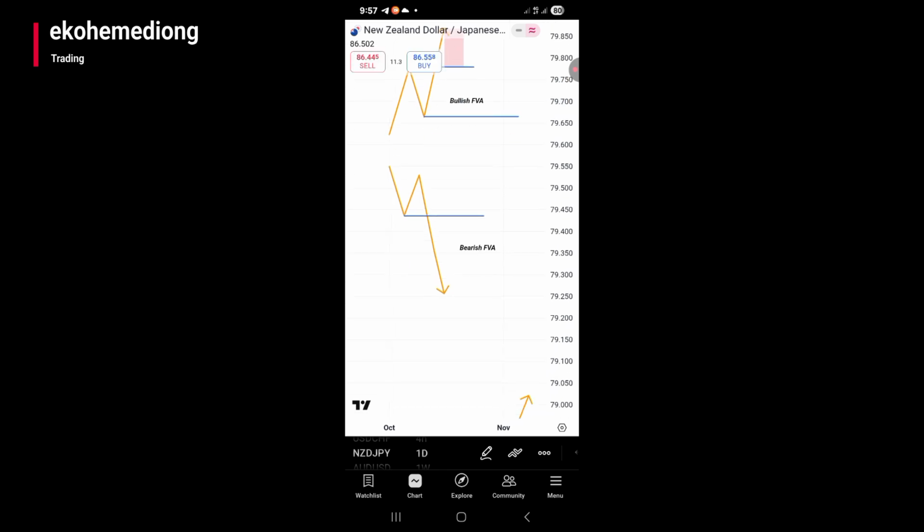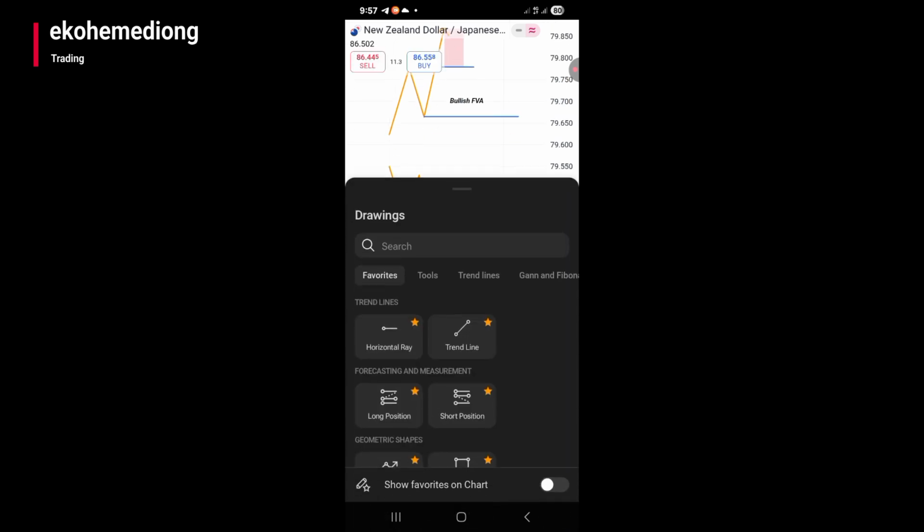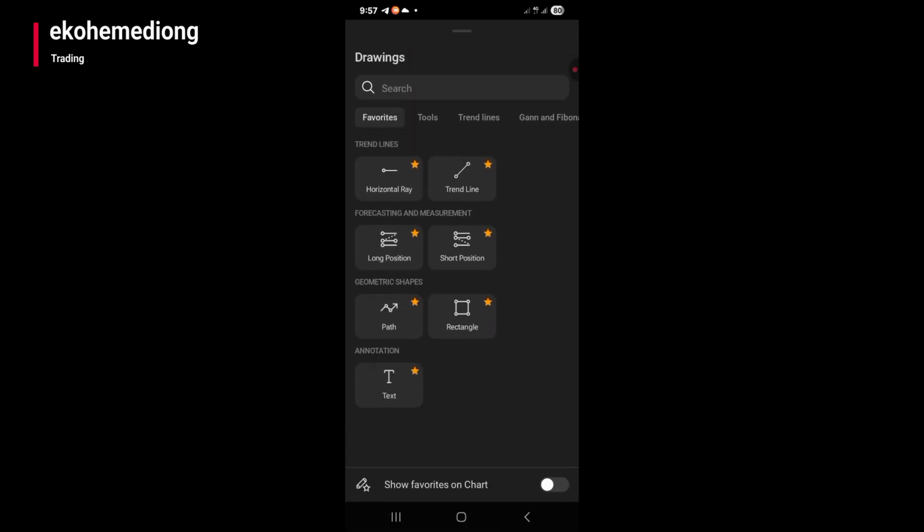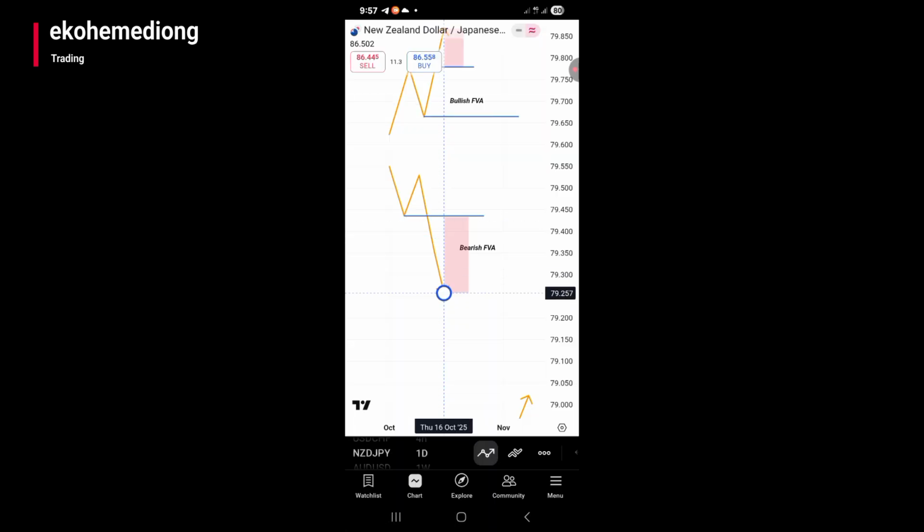And this is what a bearish fair value area looks like. It's just the same thing. This was the area where there was no fair value. If the market is going to be efficient, what will it do? It will come back here to offer fair value, then go back down.